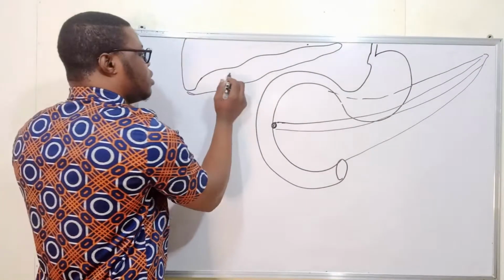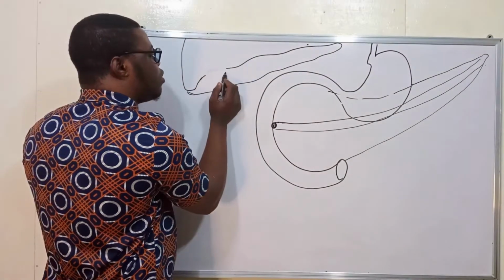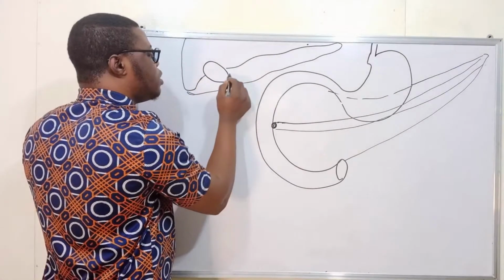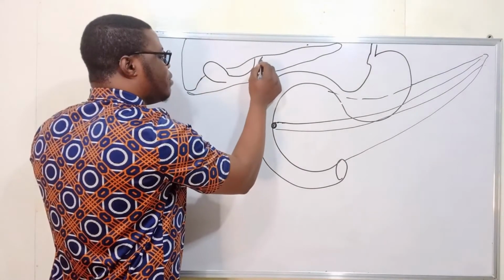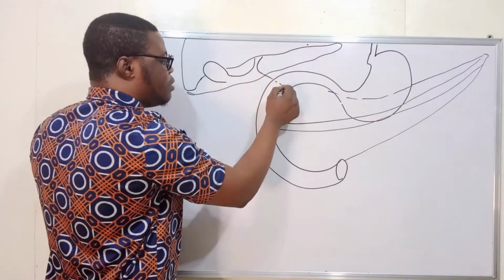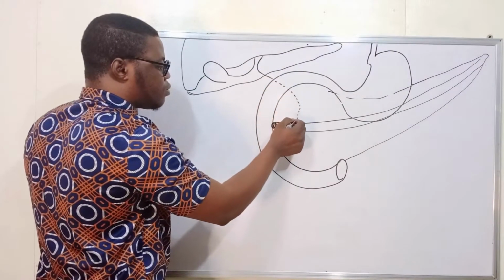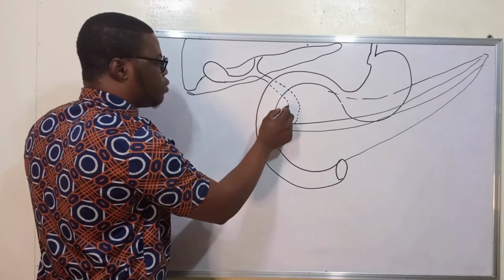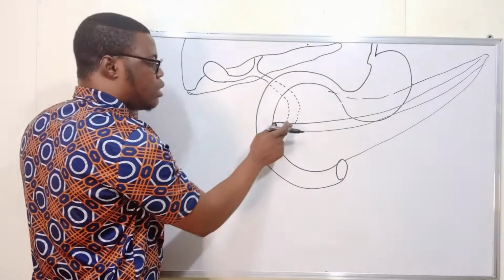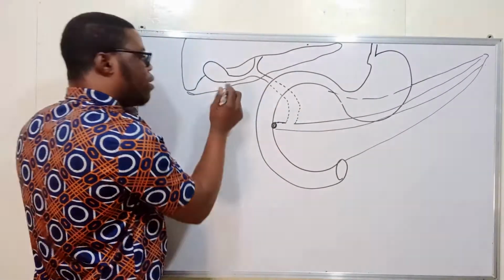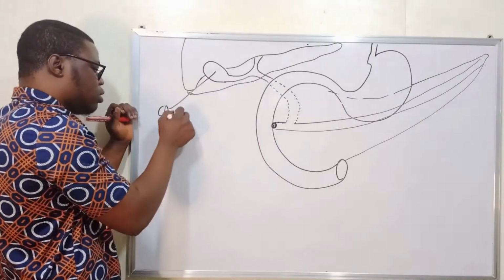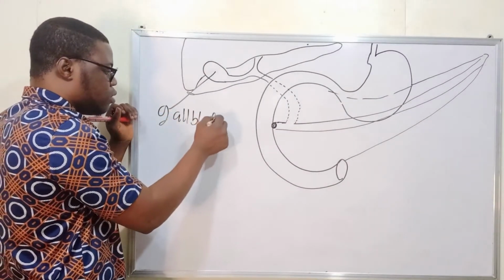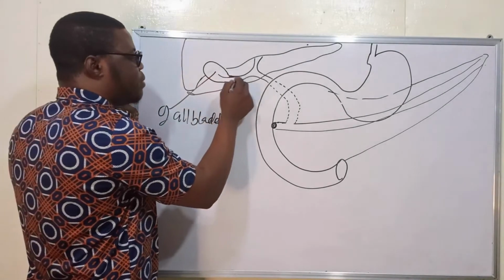So what can you see? You are going to find some kind of structure here called the gallbladder. So the gallbladder. We have a bile duct right there, and then it passes like this. Now at this junction, this gallbladder, it releases bile.